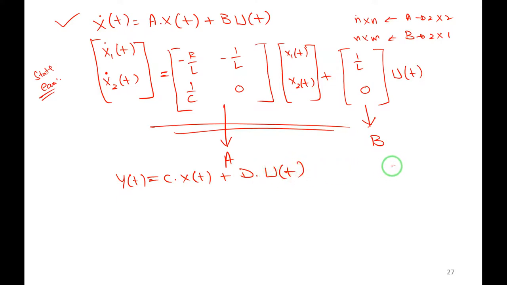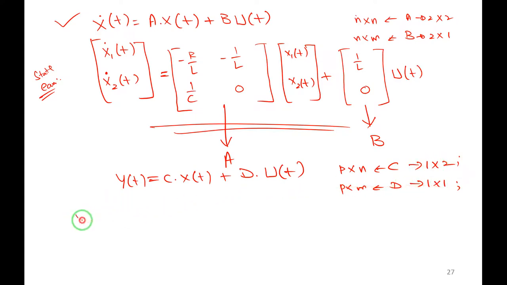What are the orders of C and D? The output means p cross n, and the input means p cross m. So how many outputs are there? Only one, and the number of states is 2. The output is 1. How many inputs are there? M is only 1. I hope you are getting it. C is a 1 cross 2 matrix, D is a 1 cross 1 matrix.